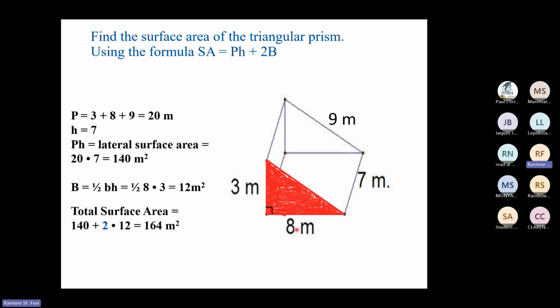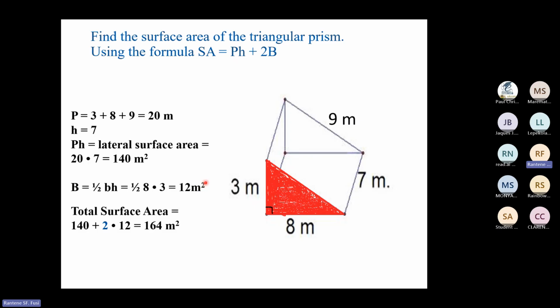What's the base? The base, I said, is a triangle. The area of the base here, which is a triangle, is half base multiplied by height. What is the base? Here is the base. What is the height? It is 3. Then you can calculate it, and it works out to be 12 meters squared.